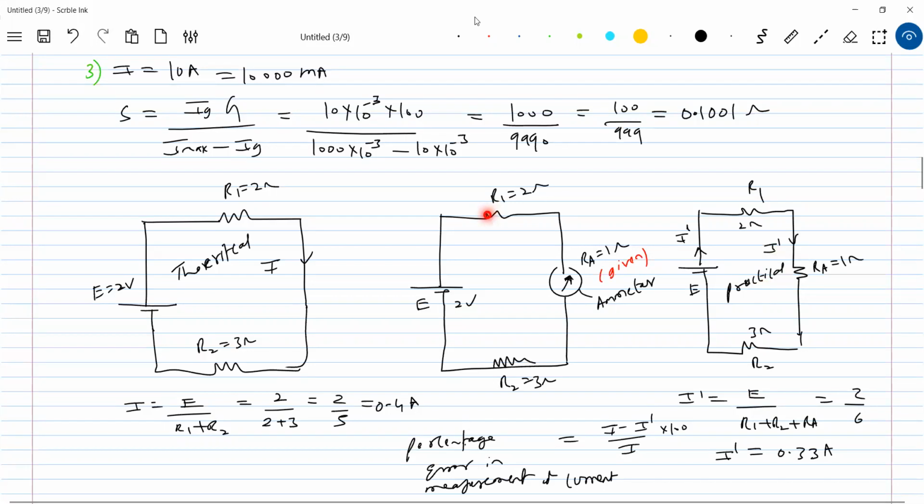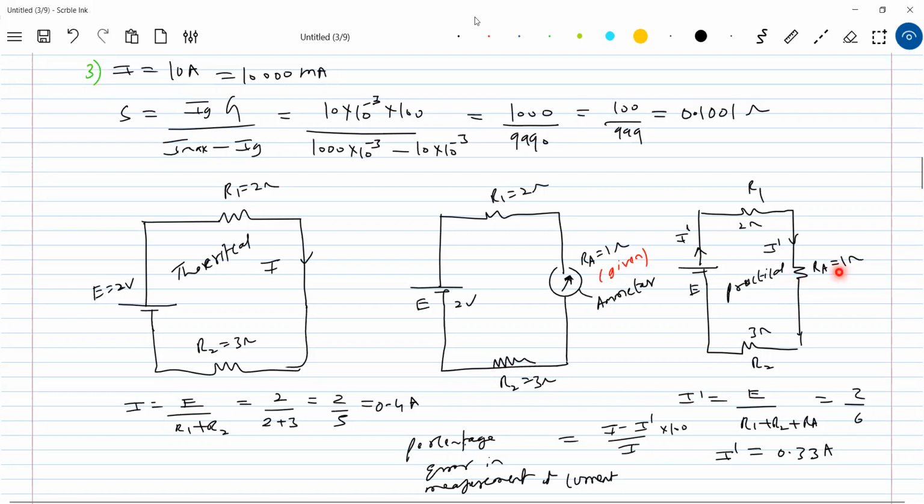Suppose what is the branch resistance? 2 ohm plus 3 ohm, 5 ohm. Then what is the expected value of the ammeter resistance? It should be 1/10 of the branch resistance. So 5 by 10, 0.5. If the ammeter resistance was 0.5, then what happened? Practically, even that error we can manage. So what is the basic rule now? An ammeter whose internal resistance is 1/10 of the branch resistance is said to be a good ammeter.